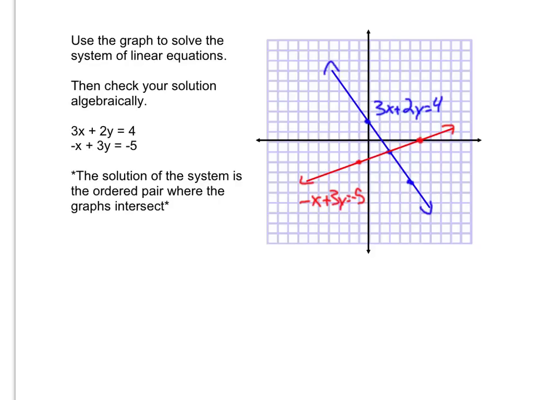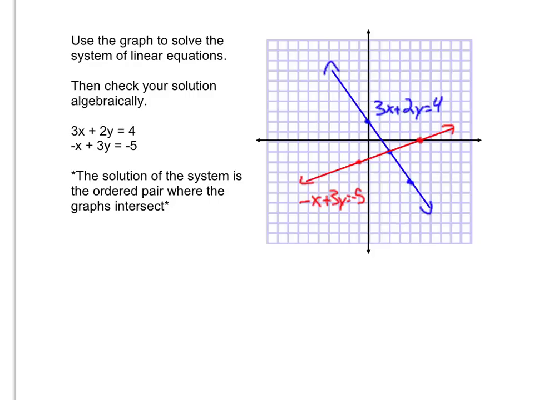This example says to use the graph to solve the system of linear equations. Then check your solution algebraically. So this is the linear system. Here are our 2 equations. And the lines have already been graphed. So my 3x plus 2y equals 4 line is right here in blue. And my negative x plus 3y equals 5 line is right here in red. So it's already graphed for us.